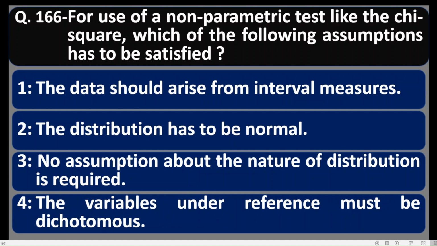Let us see fourth. The variables under reference must be dichotomous. It is also not necessary. If dichotomous variables are not there, then also chi-square can be calculated. So option number 3 is correct.